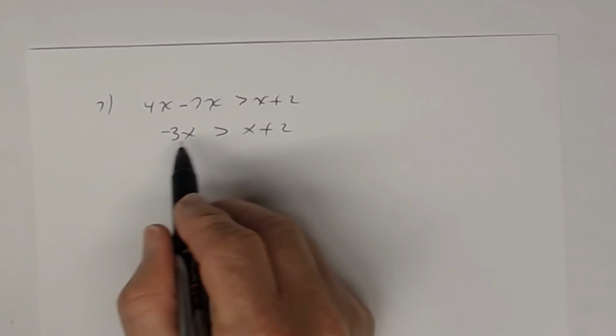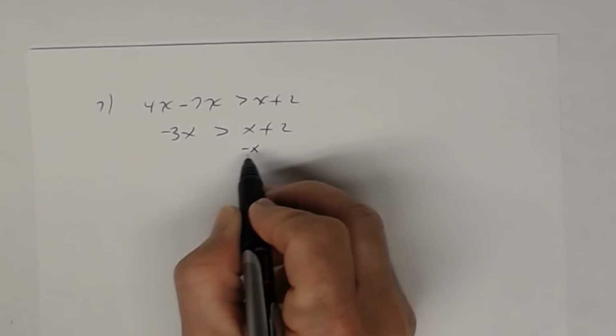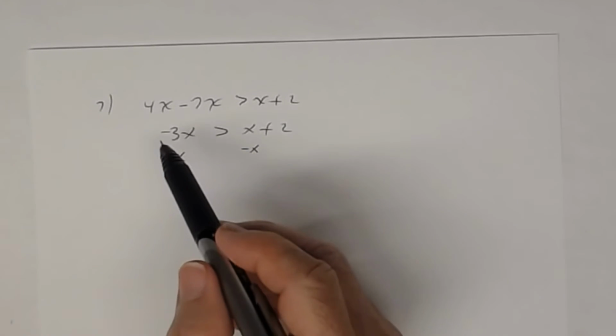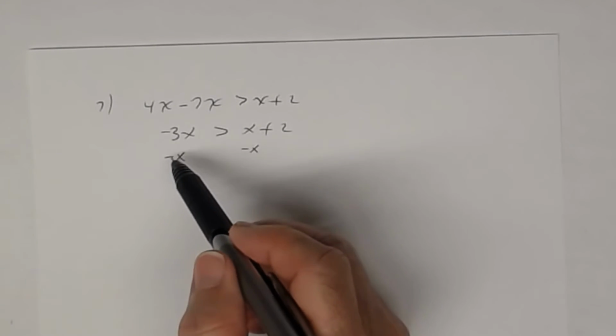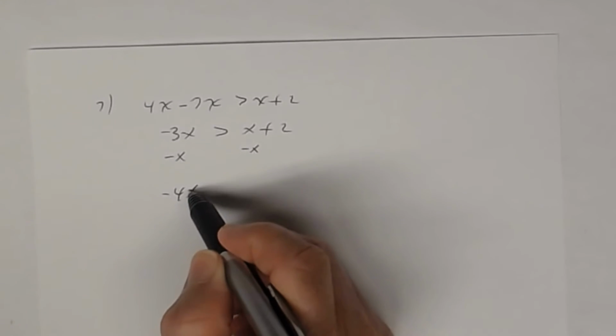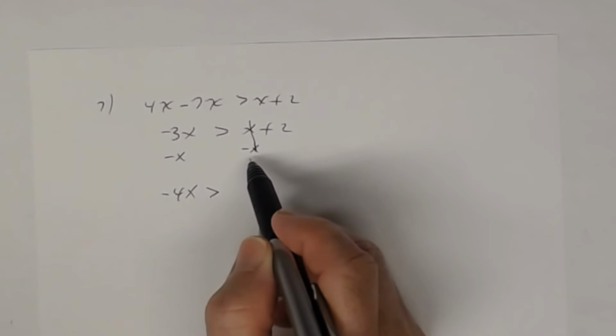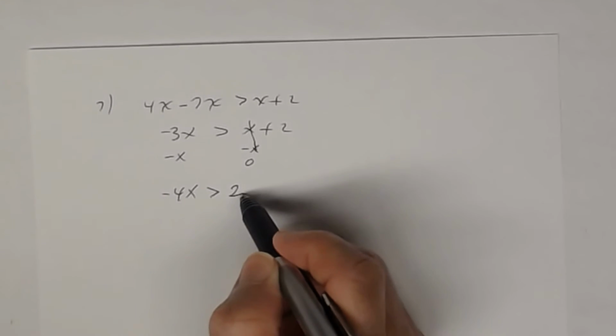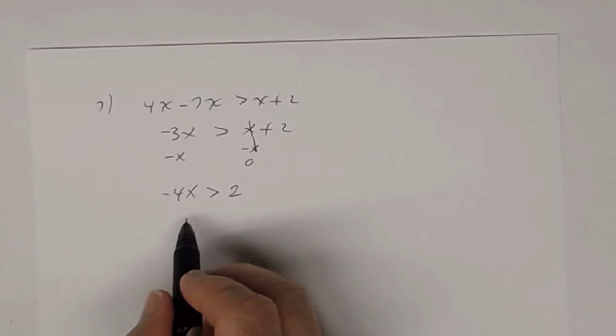Let's bring the variables to the left. So I'm going to subtract x from both sides. When I combine like terms, a negative 3x and a negative x, that's a negative 1x, is a negative 4x is greater than x minus x is 0. 0 plus 2 is 2. All right, now here we go again.